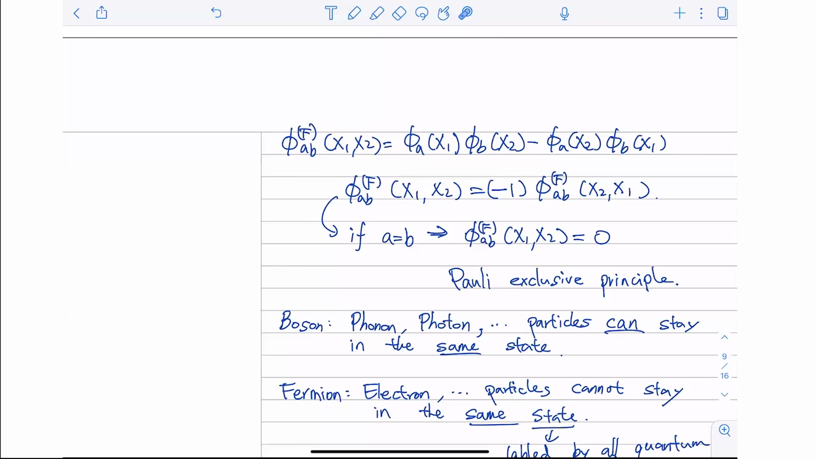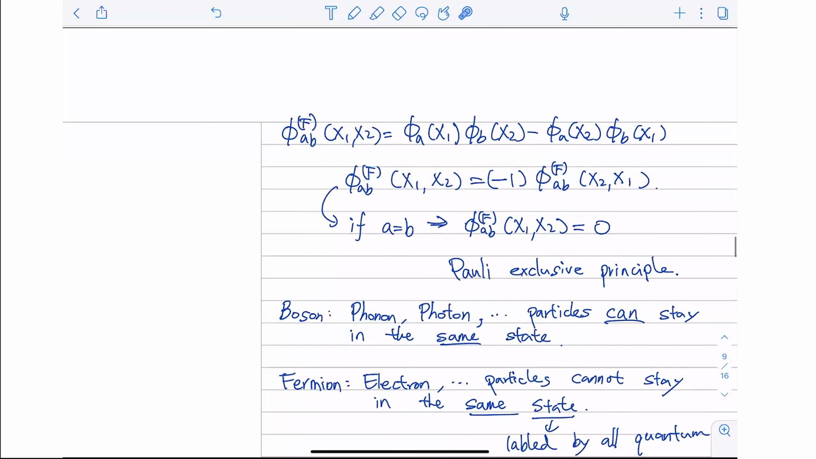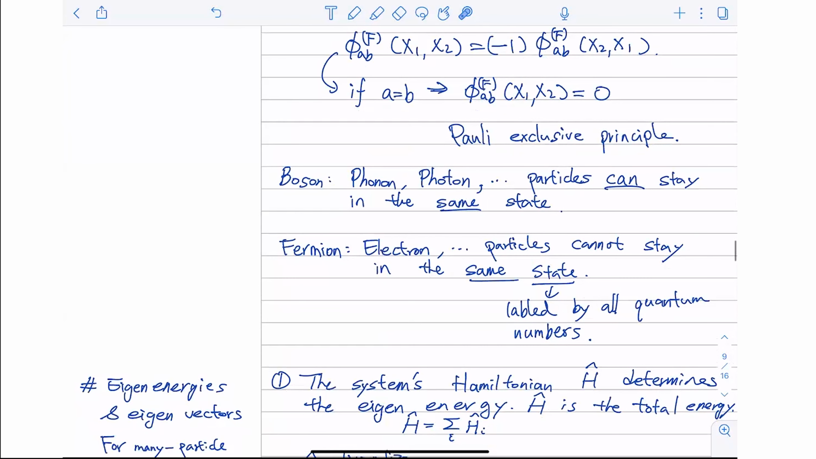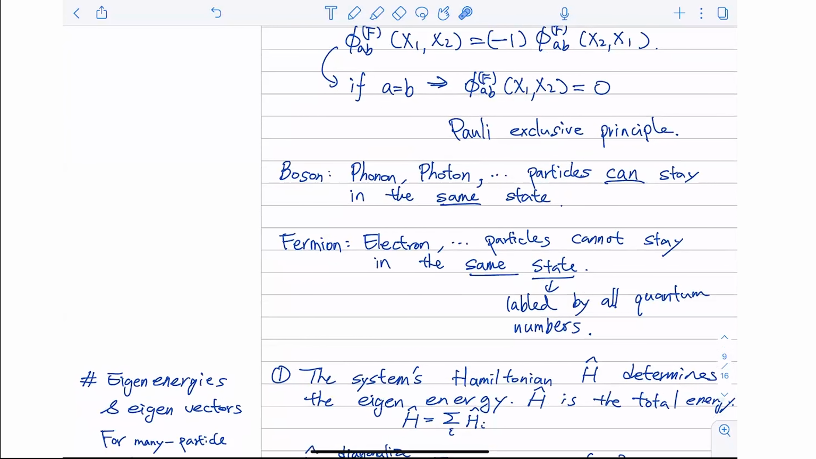And here, because of this structure, we notice one thing, that if A equals B, that is, if the two single particle states are identical, once we perform the swap, these two terms basically cancel each other. So we basically have no contribution when A equals B. Okay. So this is the idea of the Pauli exclusion principle in this simplest two particle scenario.